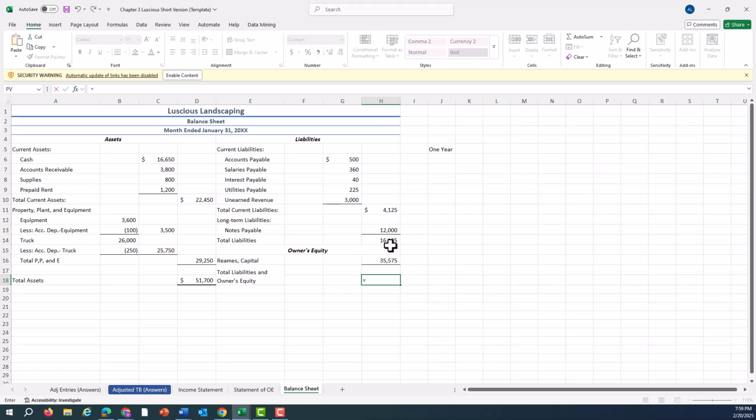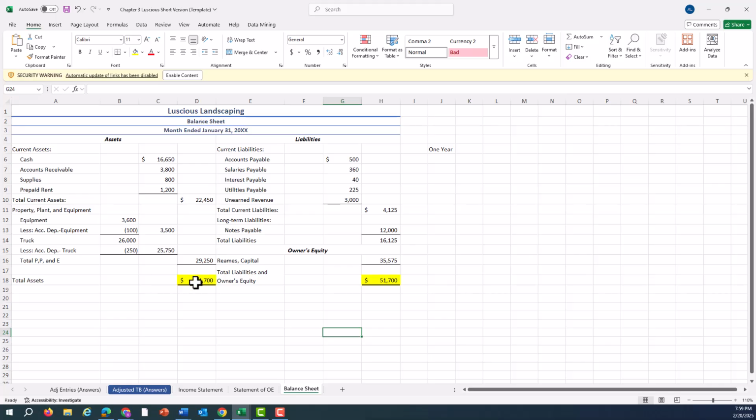Our liabilities are $16,125. Our owner's equity is $35,575. And when I add those numbers together, I come up with, ta-da, $51,700. I'll even make it yellow. The same number on both sides. This is the balance sheet.